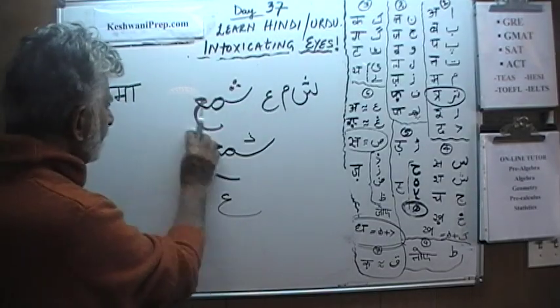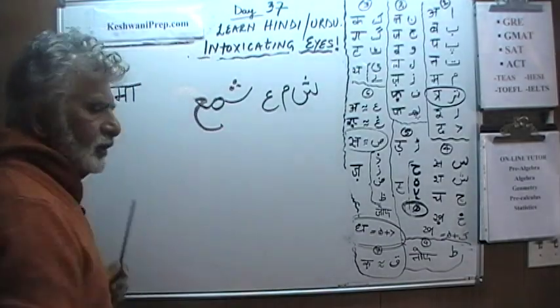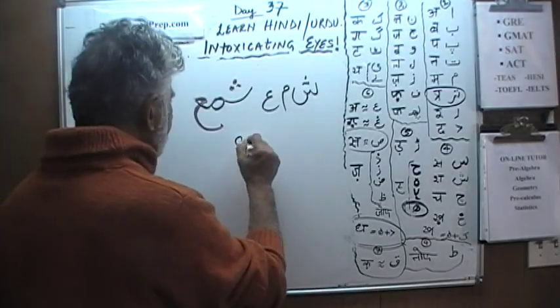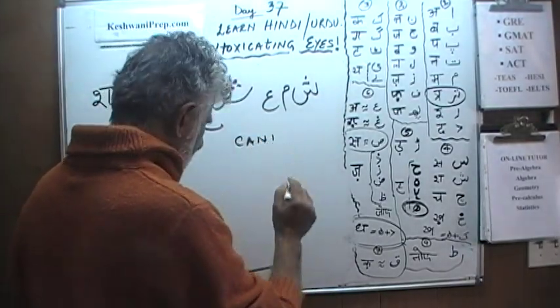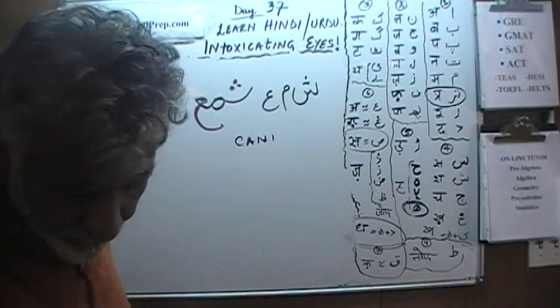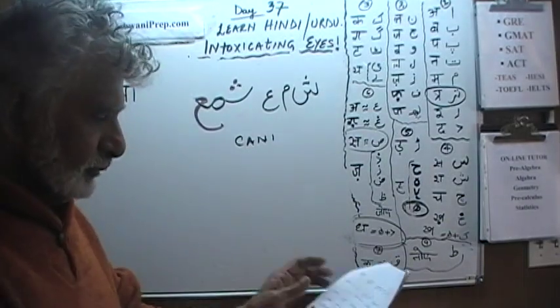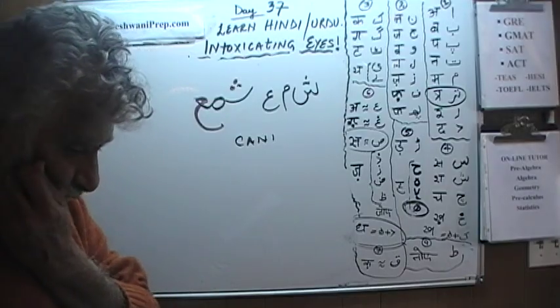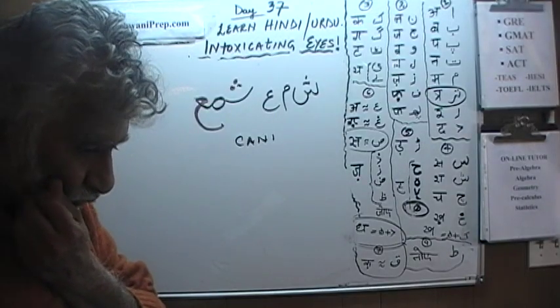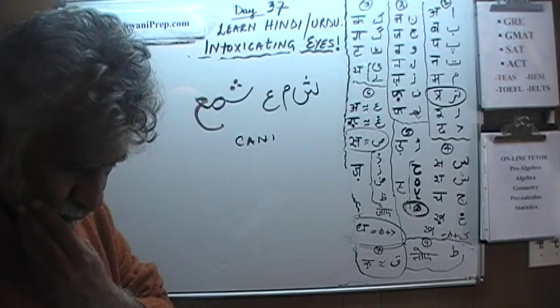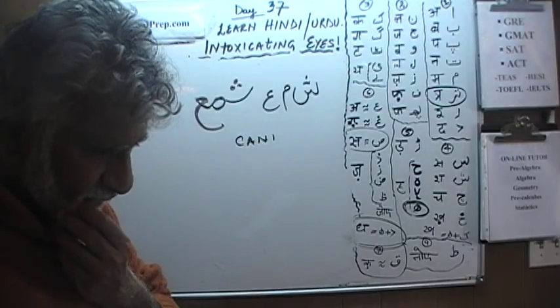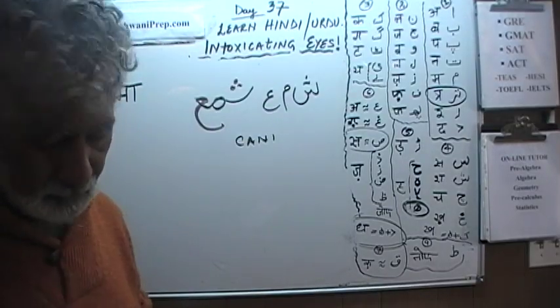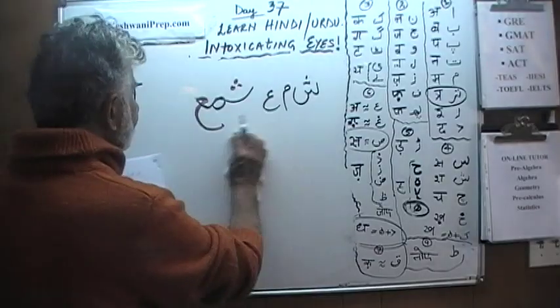Shama. What does shama mean? Shama means candle. I shouldn't have started it because I don't know how to spell candle. But since I started it, I have no choice but to finish it. Hopefully I'll have it written down somewhere. Lost it. I don't have the word candle written down anywhere. I don't know how to spell it.